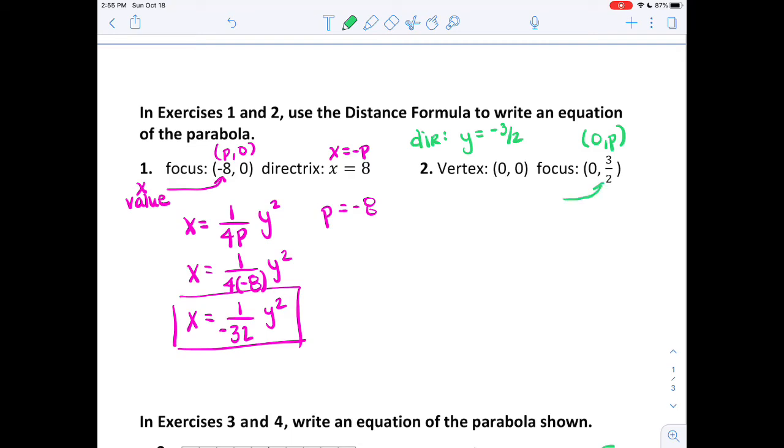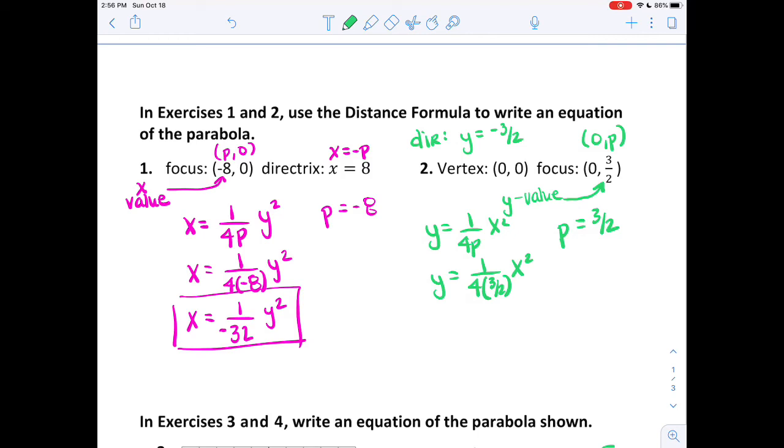Also notice here that the p is a y value, which means that we're going to be using the y version of the equation. Y is equal to 1 over 4p times x squared. We know that p this time is 3/2, so that's what we're going to substitute. Y is equal to 1 over 4 times 3/2 x squared.